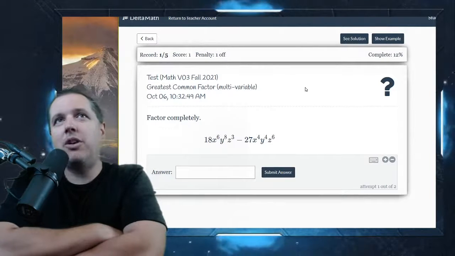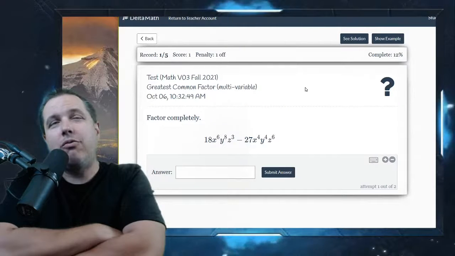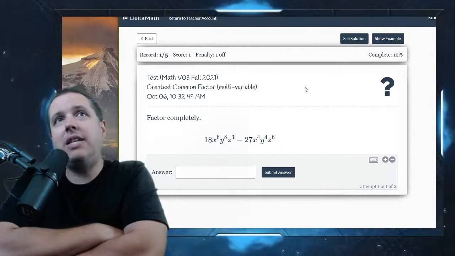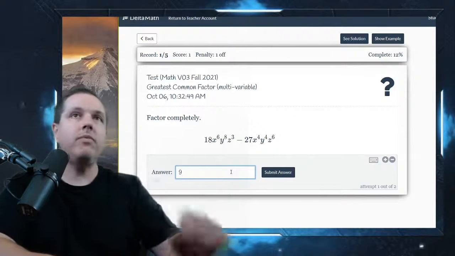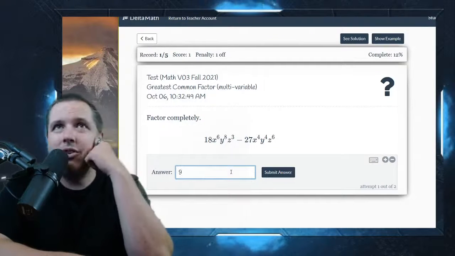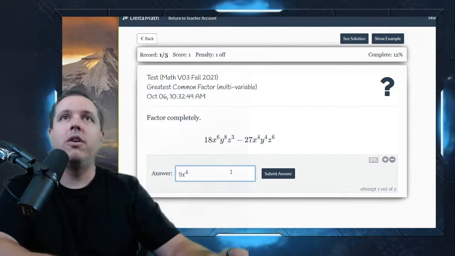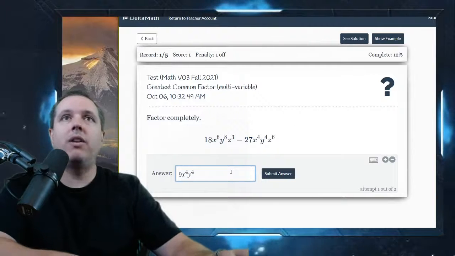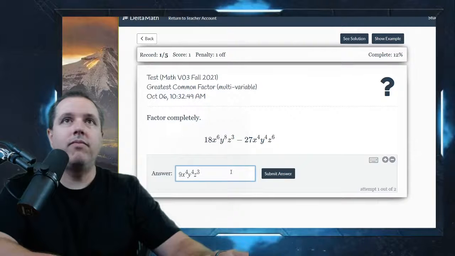What's the biggest number that goes into 18 and 27? Looks like, again, 9 goes in there. So 9 goes into 18 and 27, and we're going to take out a 9. How many x's are there in both of them? They have 4 x's in common, x to the 4th. Looks like 4 y's in common, y to the 4th. And then 3 z's in common.